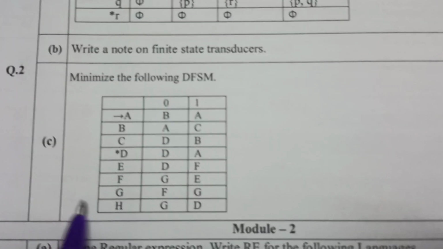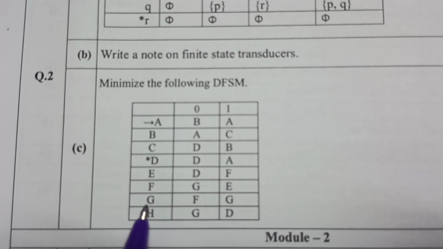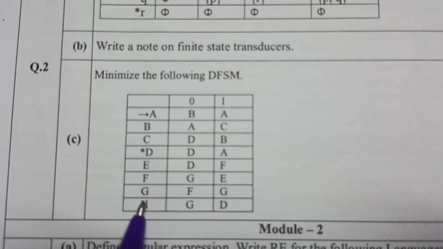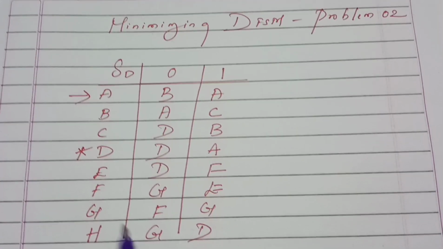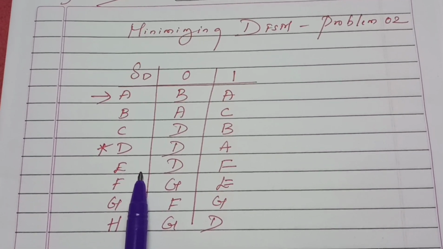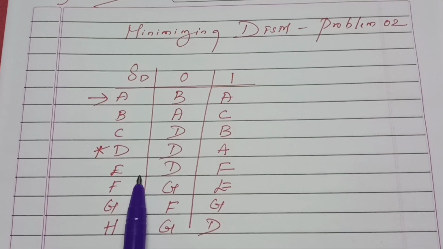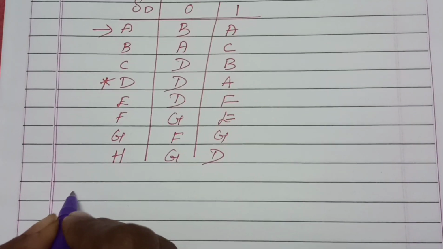This is a question I have taken from the question paper. This is a model question paper released by VTU. The same problem I'm going to solve now. So I have already written the problem here. So this is the given transition table. Suppose in the question paper, if a transition diagram is given, it is better to convert it into a transition table. Okay. Directly we move on to the solution.